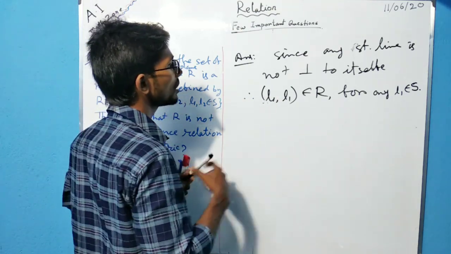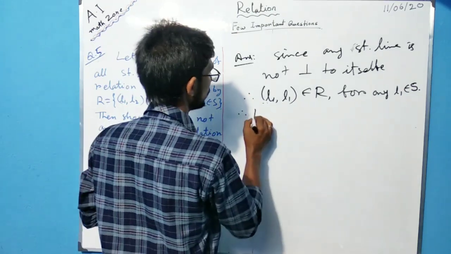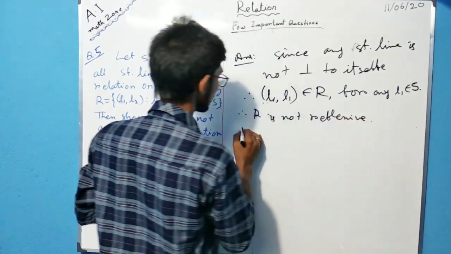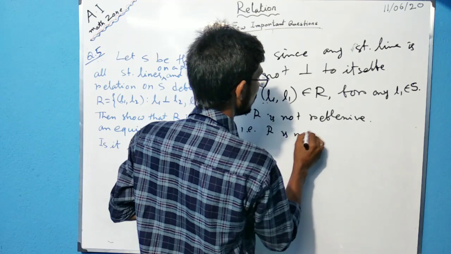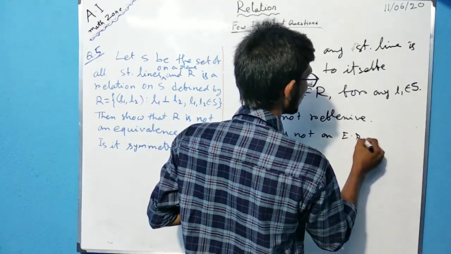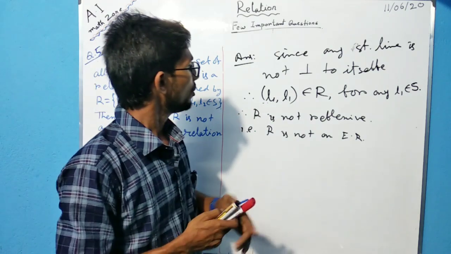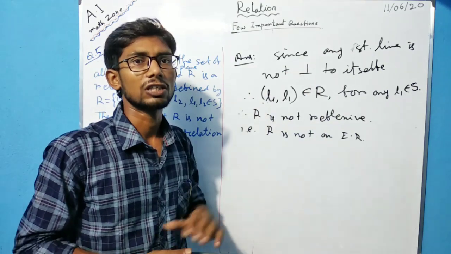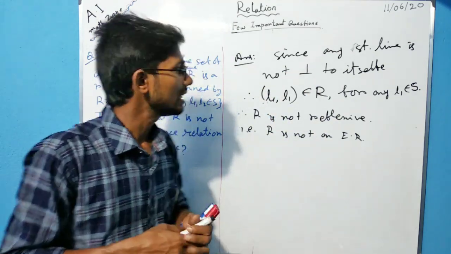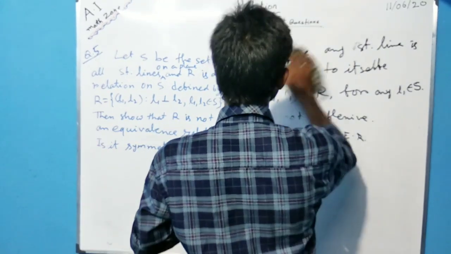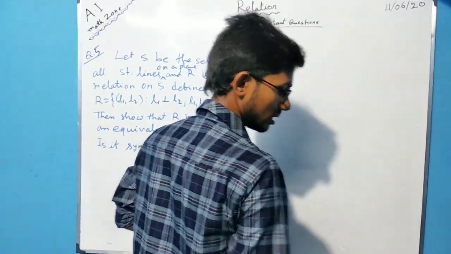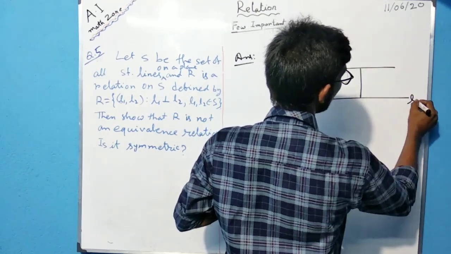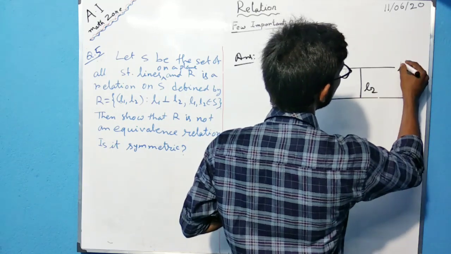So therefore R is not reflexive. That is R is not an equivalence relation, right? और एक बार तुम लोग ट्रांजिटिव जो प्रॉपर्टी है ट्रांजिटिव से भी तुम लोग बोल सकते हो, क्योंकि ये रिलेशन ट्रांजिटिव भी नहीं होगा, राइट? क्यों नहीं होगा? See here, if we take any three lines, suppose this one is L1, this one is L2 and this one is L3, right?